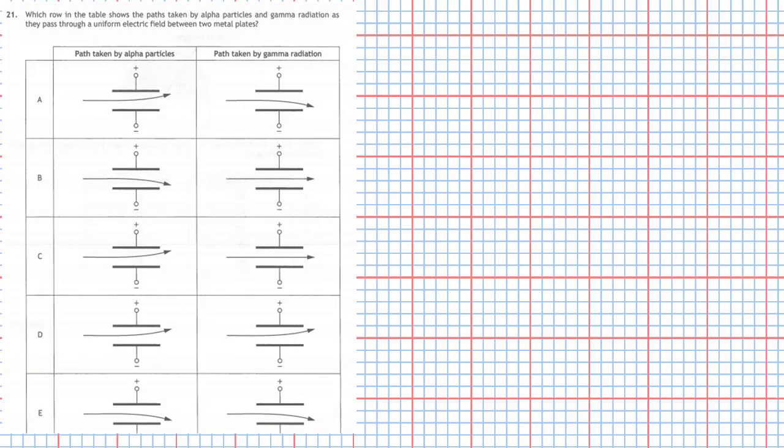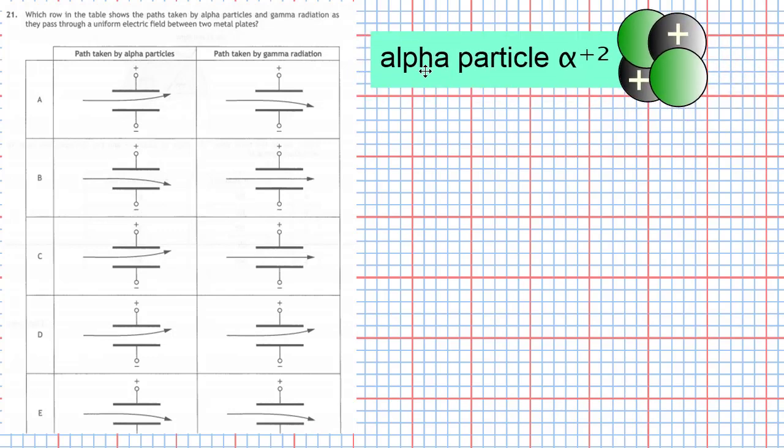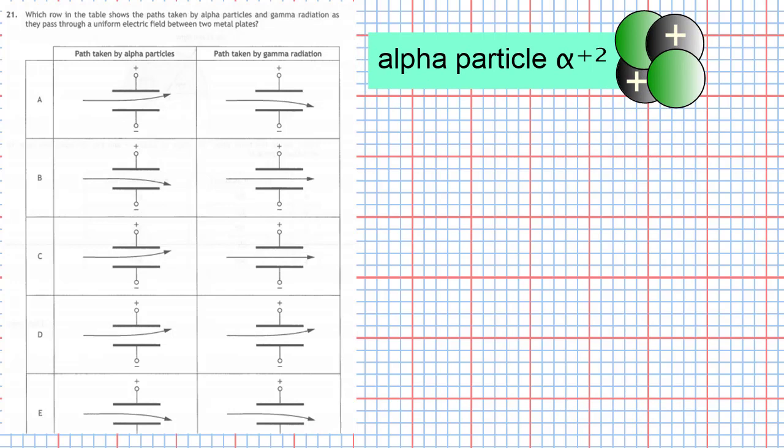Question 21 from Section 1 of the 2019 National 5 Physics Examination. Which row in the table shows the paths taken by alpha particles and gamma radiation as they pass through a uniform electric field between two metal plates? And you're given your 5 options. Quick recap, what is an alpha particle? An alpha particle is really the nucleus of a helium atom. It has 2 protons and 2 neutrons. The 2 protons are positively charged, therefore the alpha particle has an overall charge of +2.